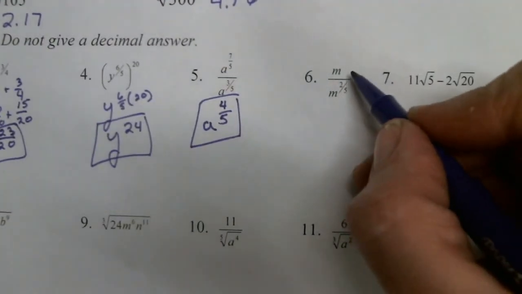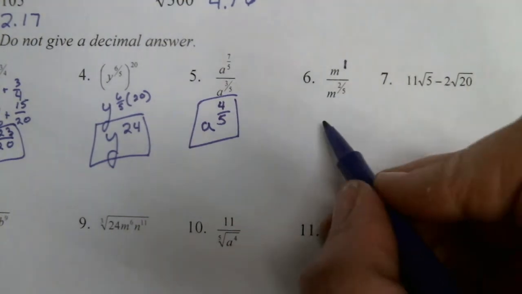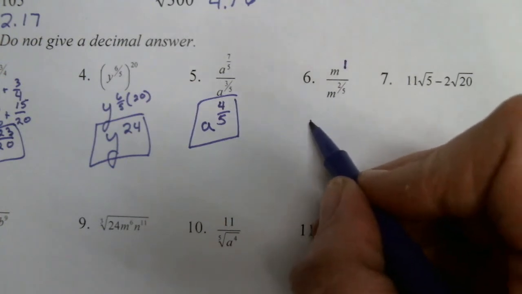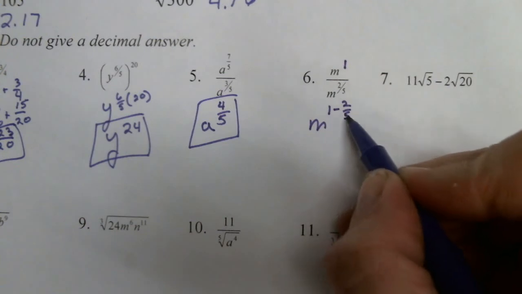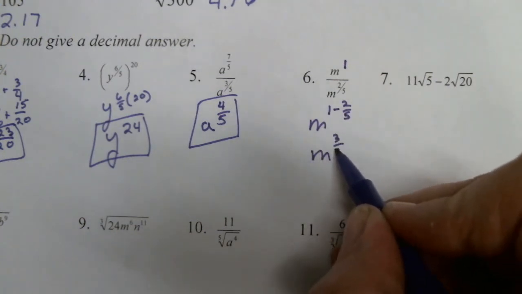Number 6 is very similar. The only difference is m in the numerator doesn't have an exponent, so you know it's 1. So m to the 1 divided by m to the 2/5. You end up with m to the 1 minus 2/5. Well, 1 minus 2/5 is 3/5, so m to the 3/5.